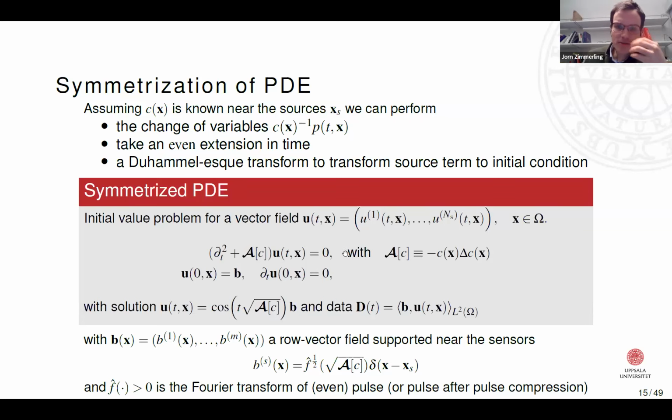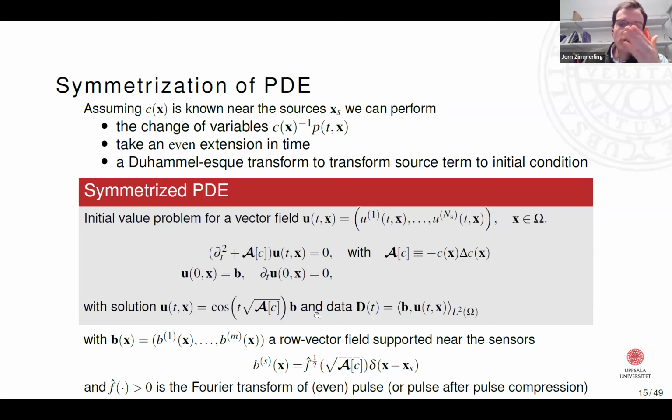Then also to simplify this notation with all these sources that we have going on, we're going to collect all the sources from 1 to n sub s in a row vector field that's boldface u, and then we essentially have a single PDE to cover all sources. Now, the solution of this PDE is quite simple because we have an even extension in time, we have homogeneous boundary conditions, and A is positive definite. We can define functions of this operator via its spectral decomposition, and the solution just becomes the cosine of time times the square root of this operator acting on your initial condition B.